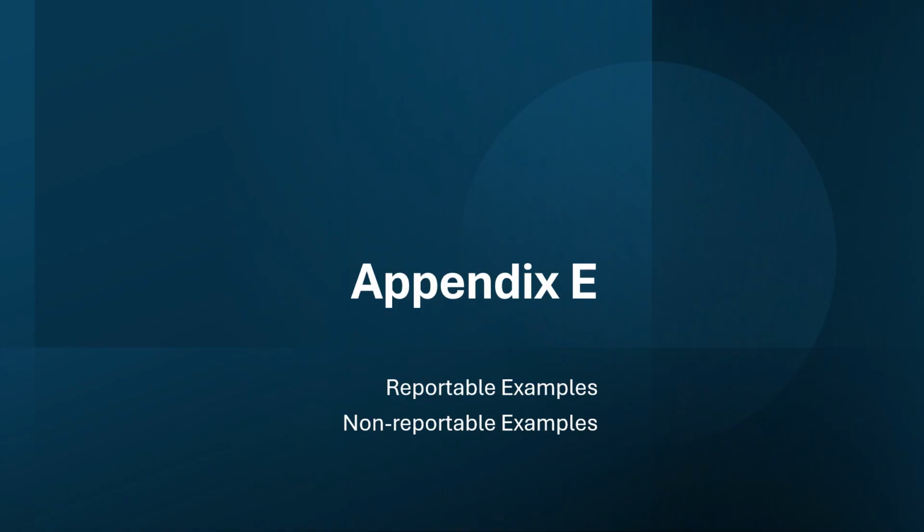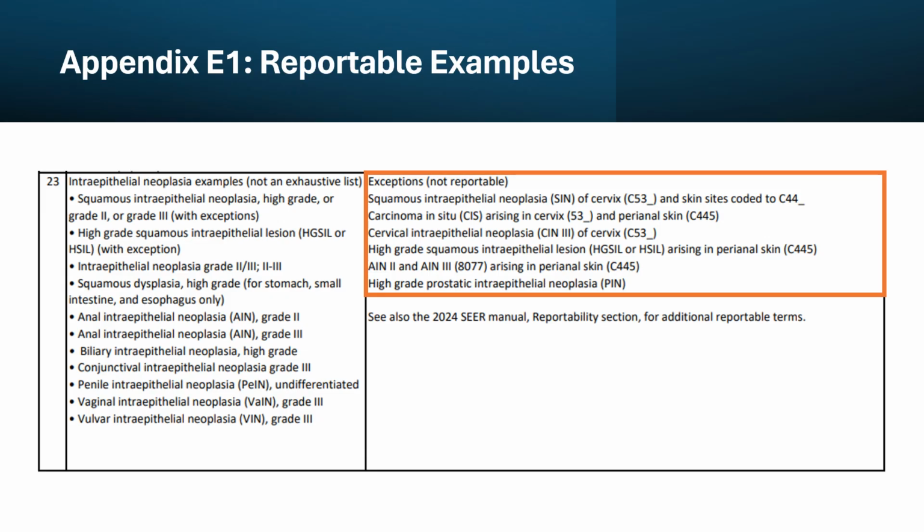Appendix E, which has our reportable and non-reportable examples. So Appendix E1, the reportable examples on line 23, exceptions were added and noted here in the orange box. Though these exceptions have been added as part of reportable examples, these are not reportable. So make sure these are not reportable for SEER.